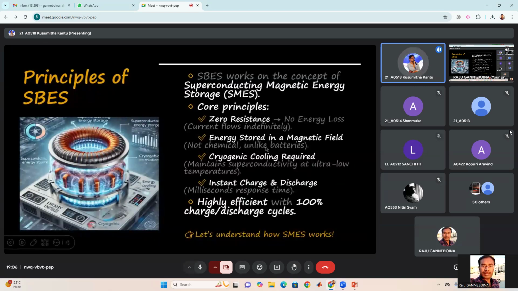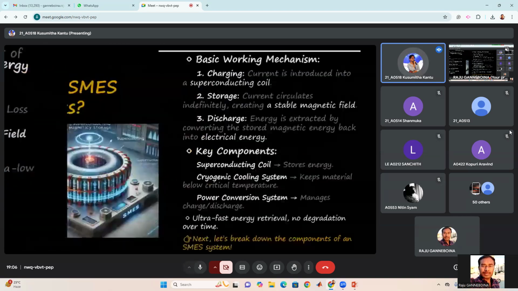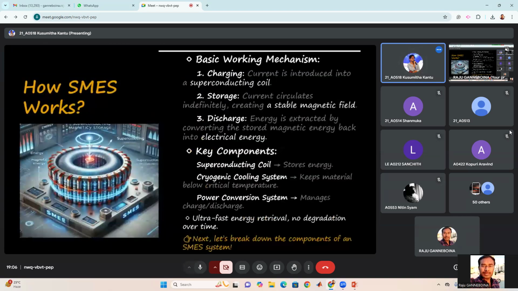Let's now understand the working of the SMES principle, how SMES works. The basic working process involves three phases. That is, firstly, the charging phase, in which electricity flows into the superconducting coil, and then the storage phase. Here, the current keeps circulating, creating a stable magnetic field, and then the discharge phase. Here, the stored energy is converted back into electricity when needed.